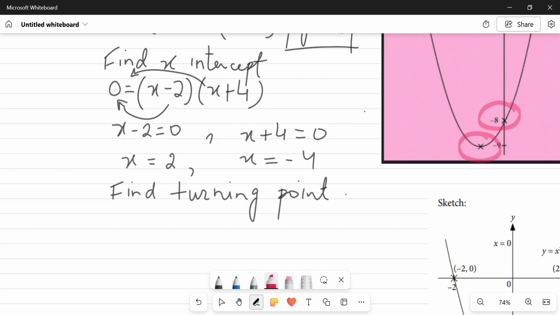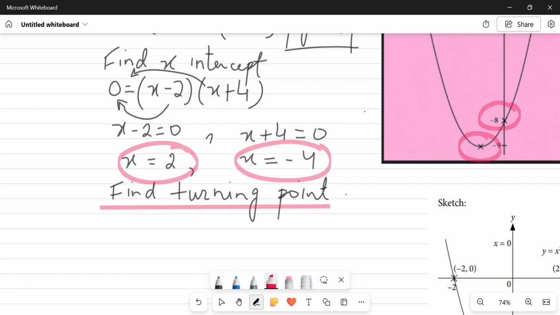For the turning point, what we need to take, students, is the x coordinate. First of all, we need to find the x coordinate. So how are you going to find it? We have found two values of x. The first one is 2 and the second one is -4. So take these two values and add them. And then divide by 2. When we divide by 2, it gives you the answer -1.